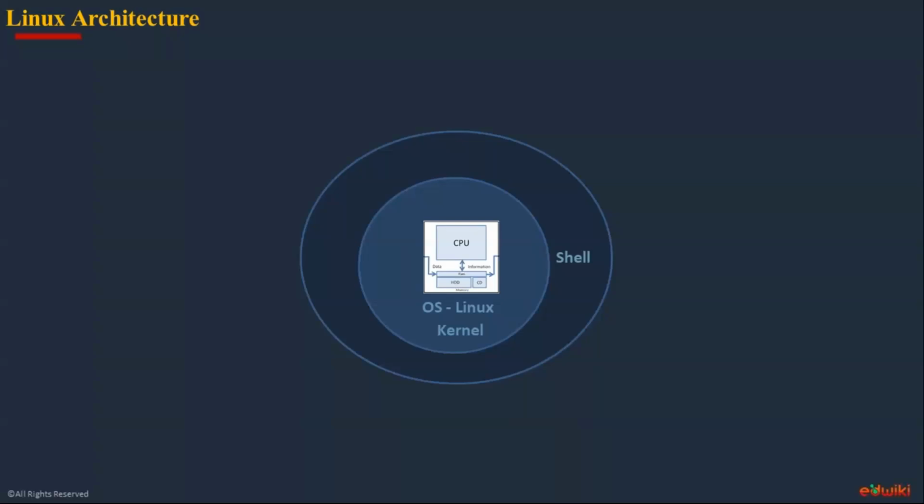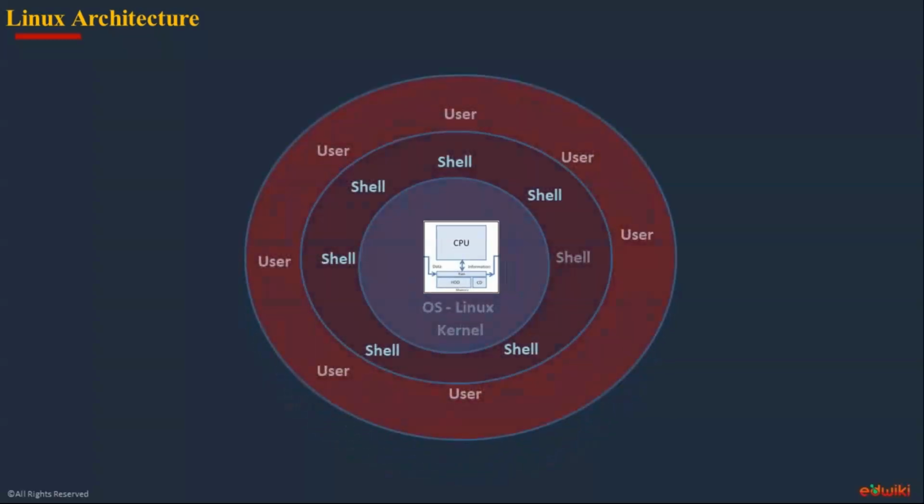In a system, usually there is only one kernel software active and up and running, but you can have multiple shell softwares, guys. You see this? So multiple shell softwares can be installed and configured in a single system.